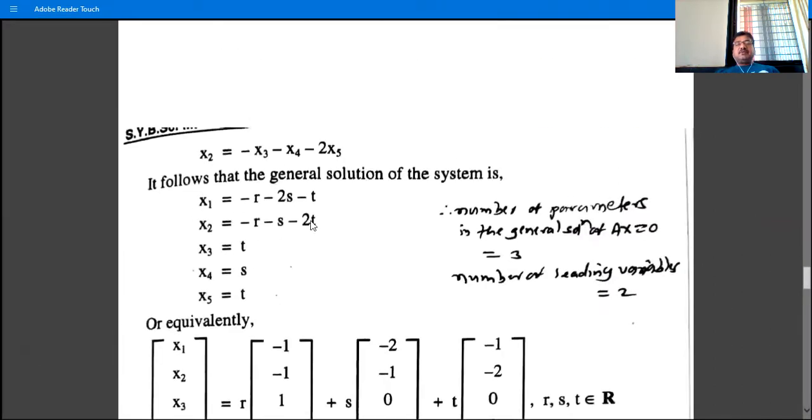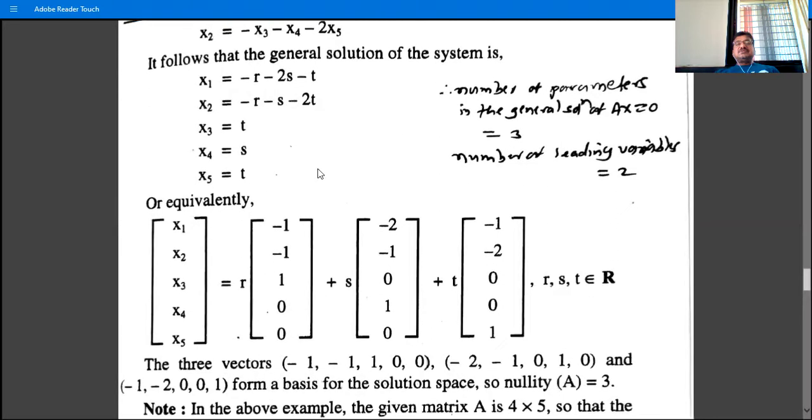By using these two formulas we have this. So this is the solution of the system. So x1 and x2 are the leading variables. There are two leading variables and three parameters, because we have to assign three variables, meaning there are three parameters, and we assume the three parameters. We have x1 and x2, that is, there are two leading variables, and this number of parameters is nothing but the nullity of the matrix. So the nullity of the matrix is 3, and the leading variables are 2, and therefore the rank of A is 2.